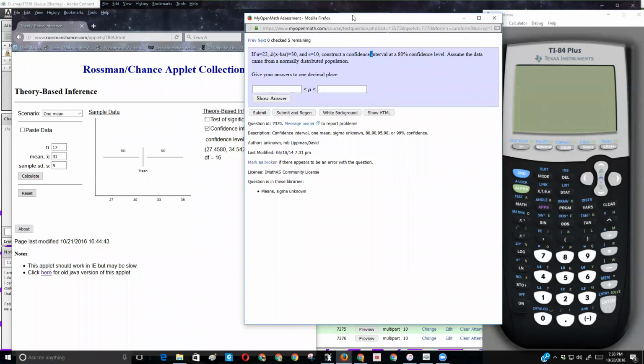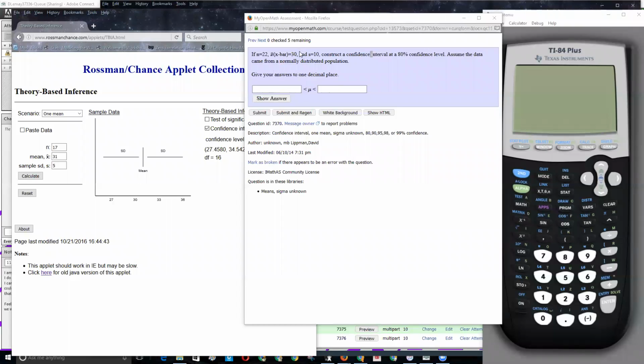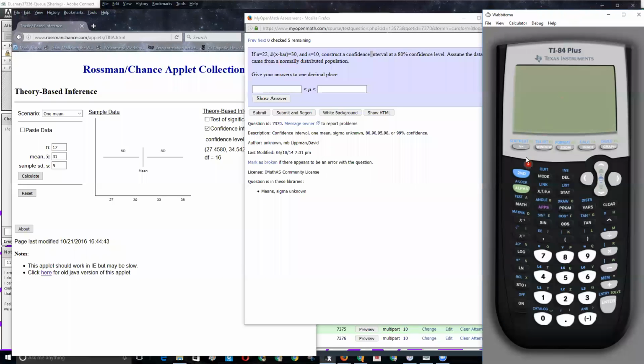So for this problem, what I'm seeing is sample mean and standard deviation, so I know I'm dealing with a sample mean confidence interval. They're looking for an 80% confidence interval. So on my calculator, I'll do that first.